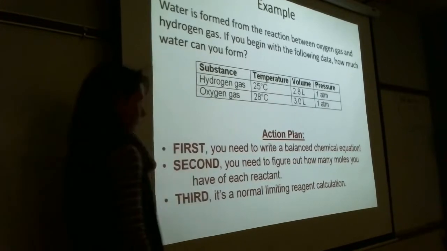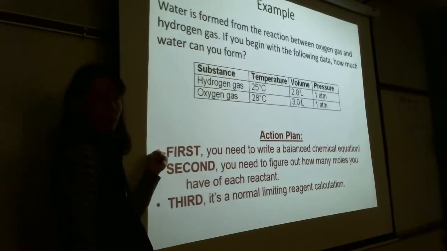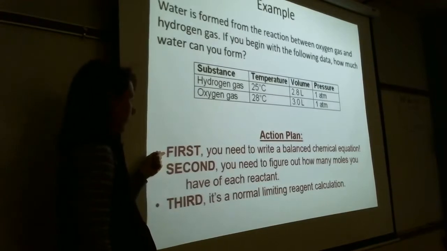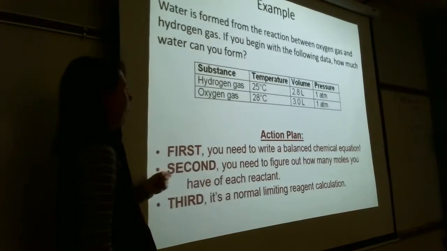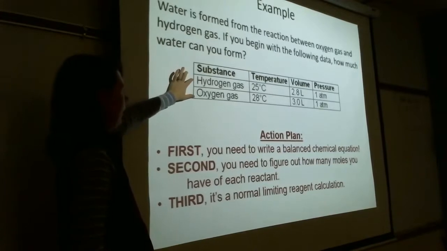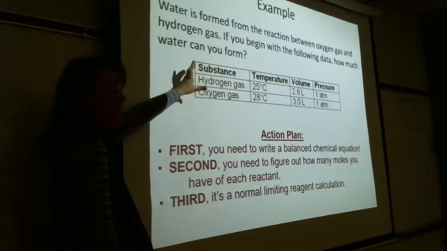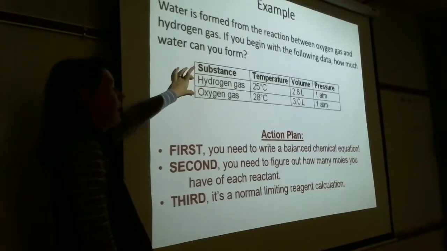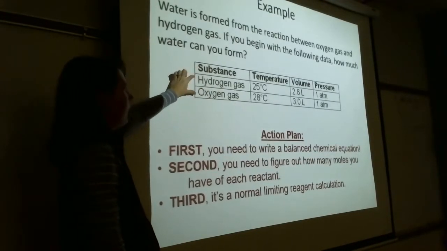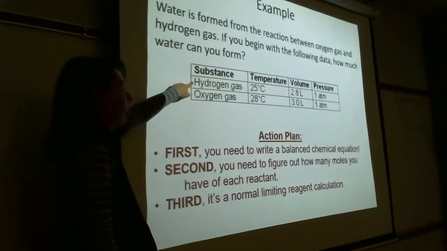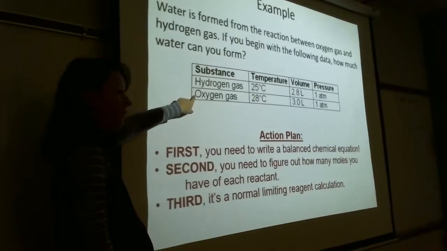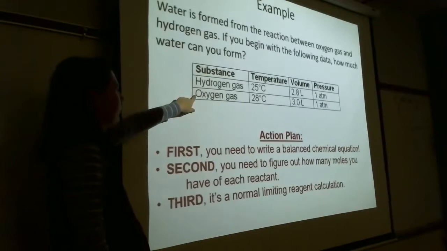So what we're going to do, we need to write a balanced equation, right? You can't do any stoichiometry without a balanced equation. Now, we're going to figure out number of moles of each reactant. How would I get that? If I've got temperature, volume, and pressure, that's everything I need for PV equals nRT, right? Because R is just a constant. So I can use PV equals nRT to get number of moles for hydrogen. I can use PV equals nRT to get number of moles of oxygen.